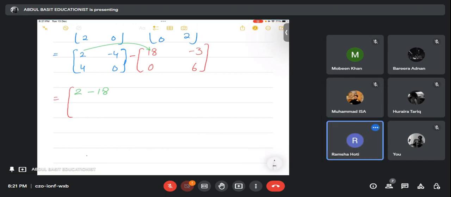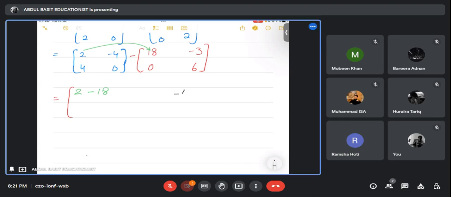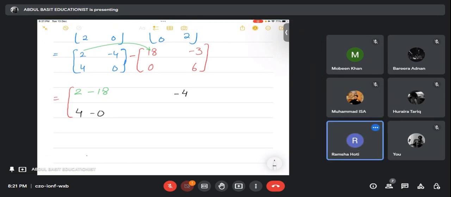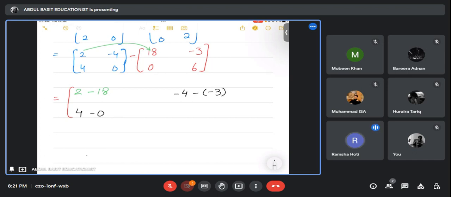4 minus 0. It's a minus 4. Okay, okay, you're telling this way. Okay, 4 minus 0. Okay, then negative 4 minus 3, minus into minus 3. Yeah, there is one more minus. Okay, then 0 minus 6.